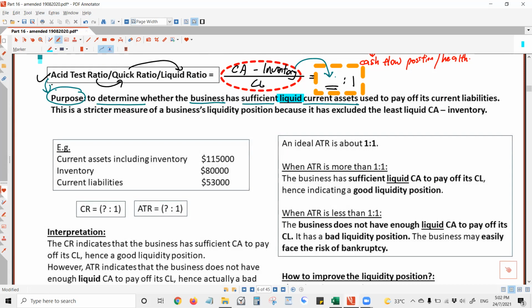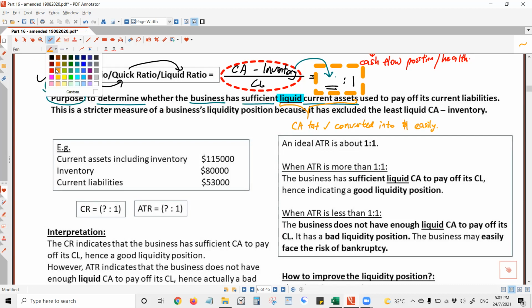Liquid current assets means current assets that can be converted into money easily. You may write down CA that can be converted into money easily. That means the other way around from inventory. For inventory, it takes the longest time to be converted into money, right? But other current assets like trade receivable, cash, and bank are known as liquid current assets, because they can be easily converted into money. So to determine whether the business has sufficient liquid current assets to pay off its current liabilities. It's a stricter measure of a business's liquidity position because it has excluded the least liquid CA, the inventory. So this line you have to remember.